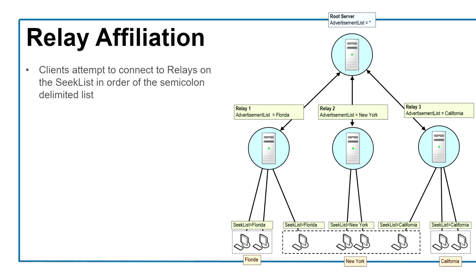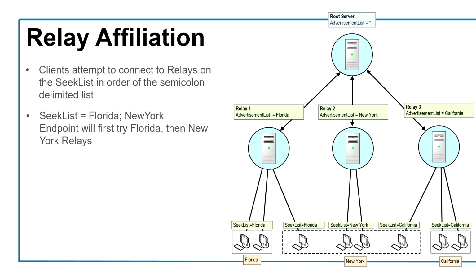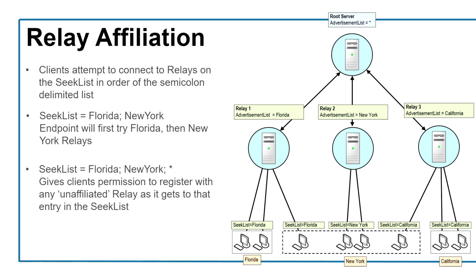The seek list client settings can also have multiple entries, each separated by a semicolon. So if the seek list for a client is defined as Florida; New York, the client will first try to register on the closest relay advertising Florida and try New York only if no relays advertising Florida were found. Adding an asterisk to the end of the list gives the client permission to register on any relay that has no advertisement list defined, so in other words, an unaffiliated relay.